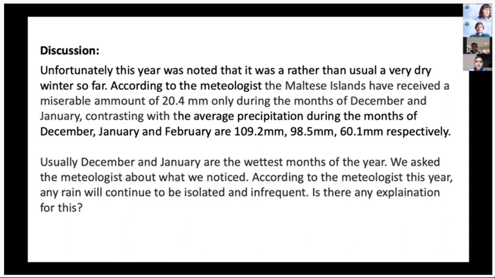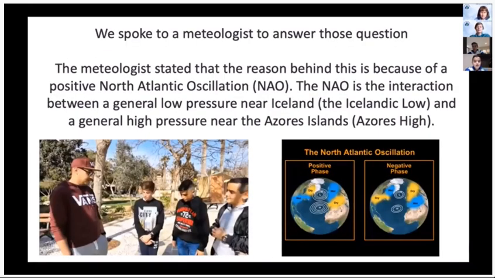Unfortunately, this year, as we've said, it was very, very dry. And according to the meteorologist, the Maltese Islands were really dry. He said that it was because of a North Atlantic oscillation, as Luca mentioned. It was because the air pressure was too high for the rain to actually drop. This is us speaking to the meteorologist, and the picture on the right is showing what the North Atlantic oscillation is.